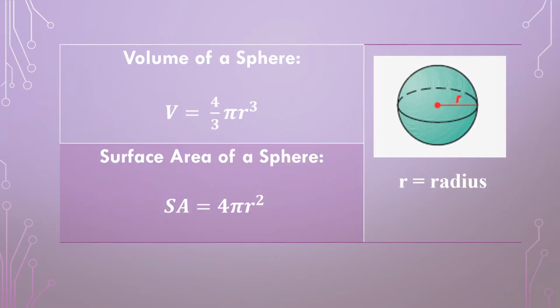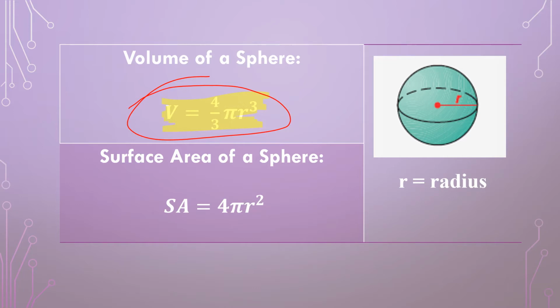So on your note page, I put pi r squared. It should be pi r cubed. Please make sure to change that. Very important to change that. Make sure to change it to r cubed, not r squared.